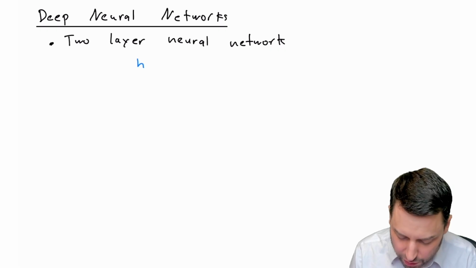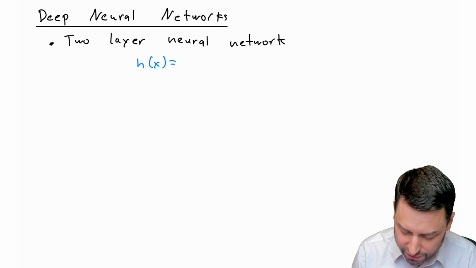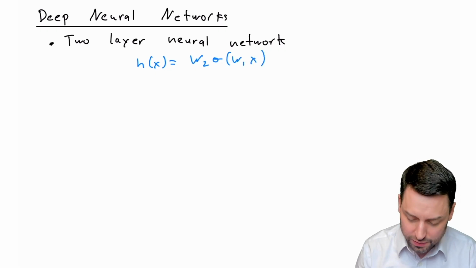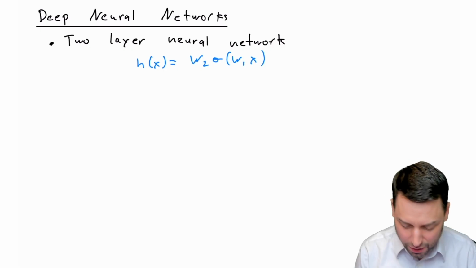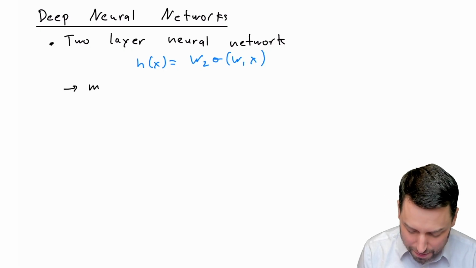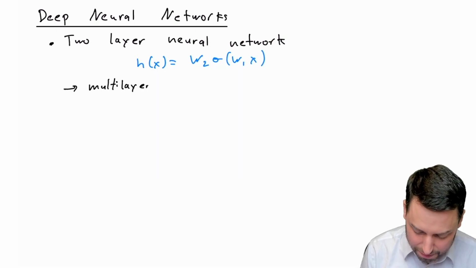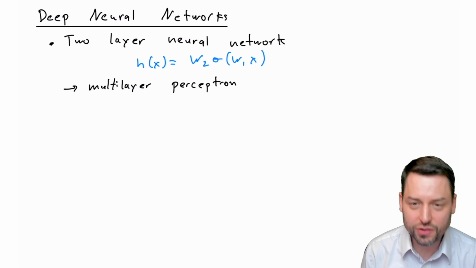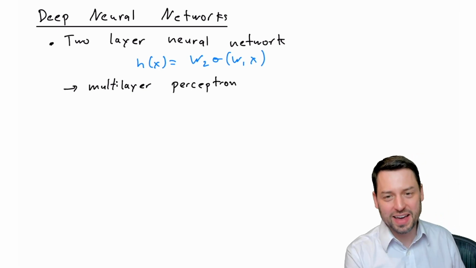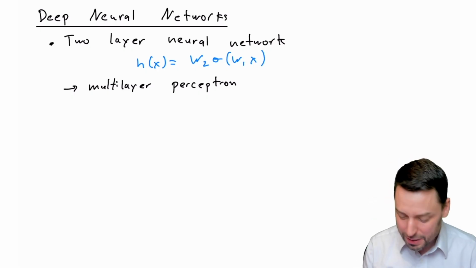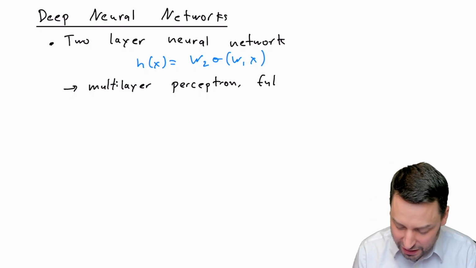So again, our two-layer neural network is just this function, W2 sigma W1 x. This is also called, among many things, a multi-layer perceptron. There are great names for these things. That comes from the fact that the first linear model way back in the day was called a perceptron, and so this is a multi-layer, in fact, a two-layer perceptron. It's also sometimes called a fully connected network.